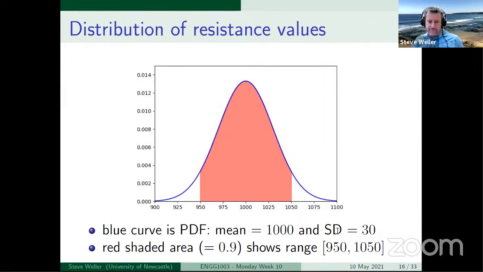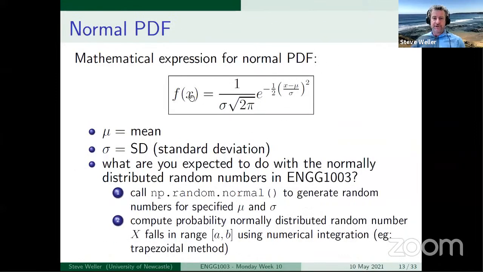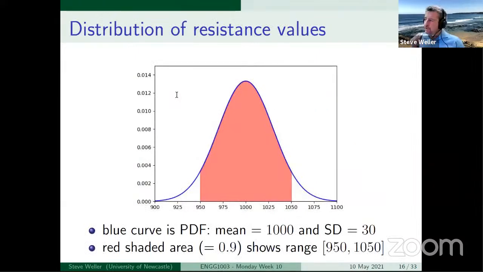So the blue curve is the PDF. Let's ignore the context. Don't worry about resistance, don't worry about ohms. You've been told that the mean value, mu, is equal to 1,000. You've been told that the standard deviation, sigma, is equal to 30. If you plug those two numbers, 1,000 and 30, into this expression for F that you see on line 13, you'll get the blue curve.